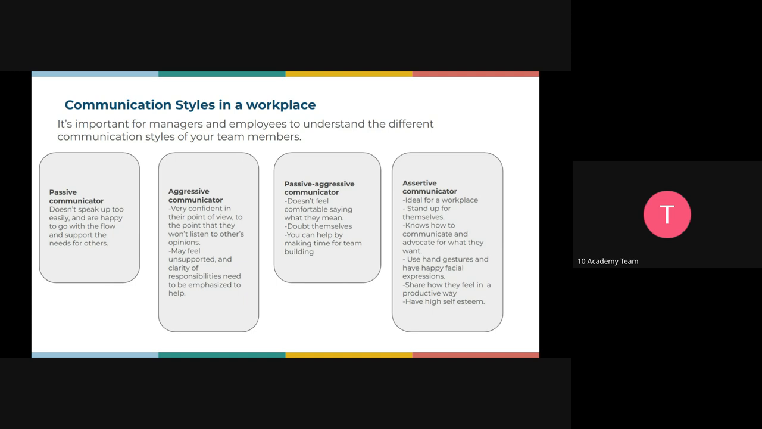So yeah, we have the aggressive communicator. They have two different traits. One is the way they express themselves, and their confidence is a good thing. But sometimes they don't listen to or accommodate other people's opinions, which is not a good way of communicating. They're not ideal for a workplace, because when you express your opinions and you want everyone else to follow that opinion without accommodating other people's ideas, if others are not following the idea, they may end up feeling unsupported.